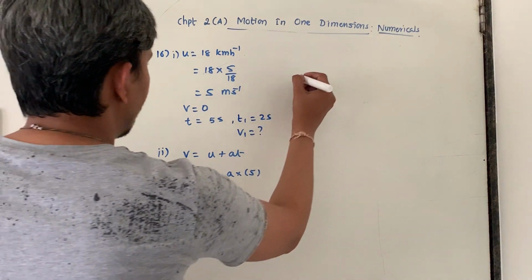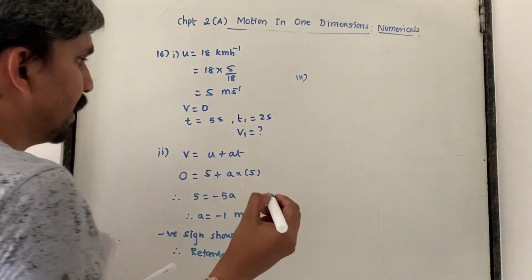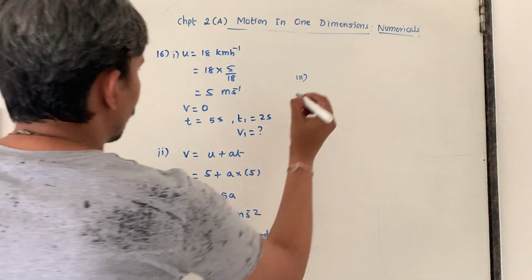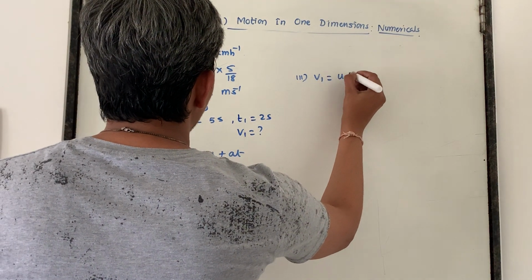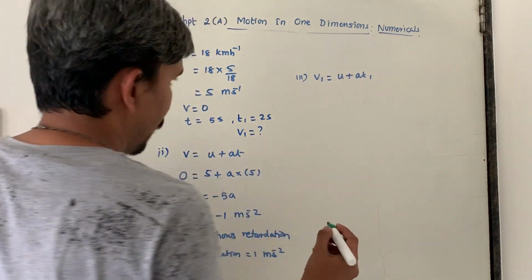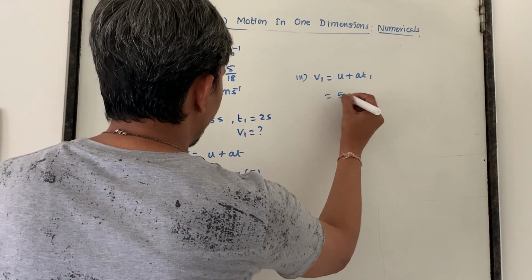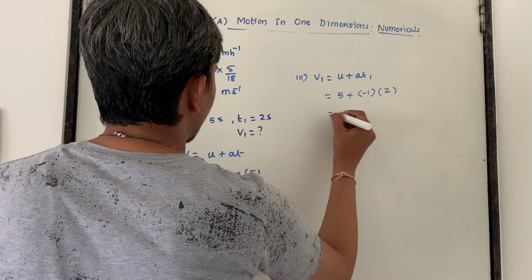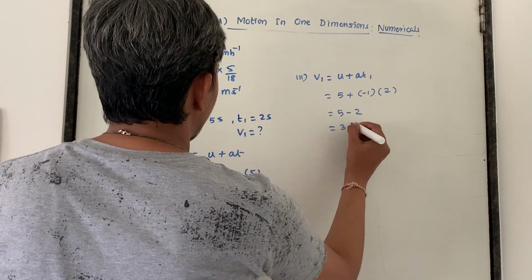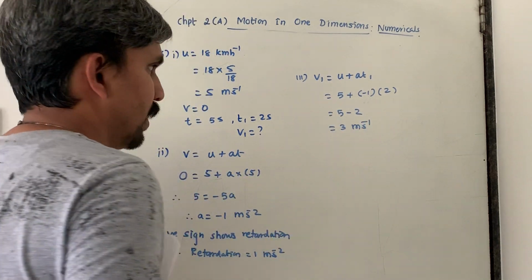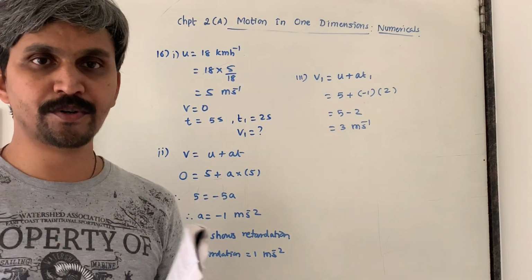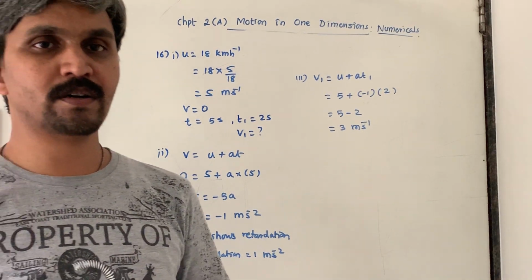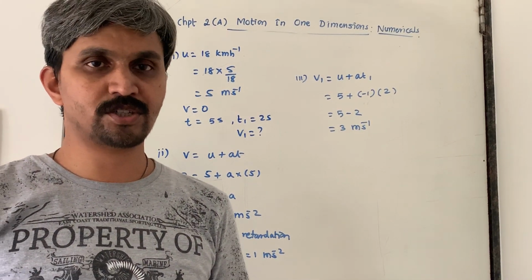In the next part they want the velocity at the end of 2 seconds. So v1 is equal to u plus a t1. The value of u is the same, that is 5. a is minus 1. t1 is 2. So this is 5 minus 2. That is 3 meter per second. That's it for this video. We'll do the remaining questions of part C in the next lecture. Thank you.